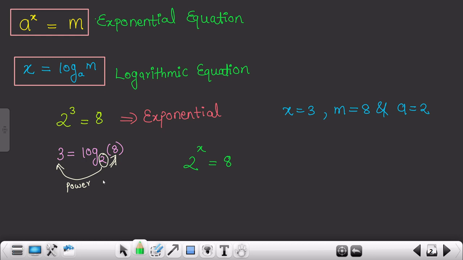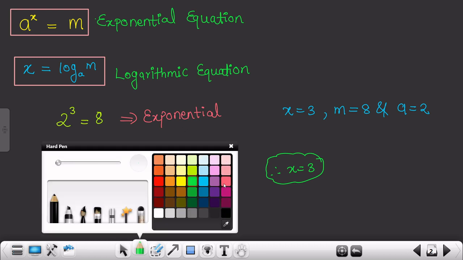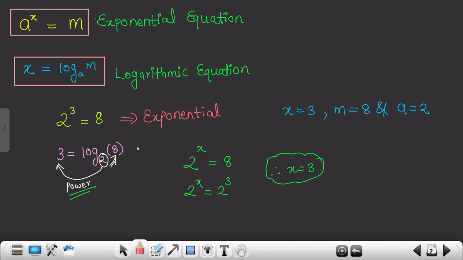Okay, by what power you have to raise 2 such that you end up getting value as 8? And as you all know, 2 raised to x is equal to 2 raised to 3. Therefore you end up getting the value of x is equal to 3, and this is what this particular equation tries to imply. See, it's one and the same, just the thing is that it was in exponential and this is in logarithmic form.